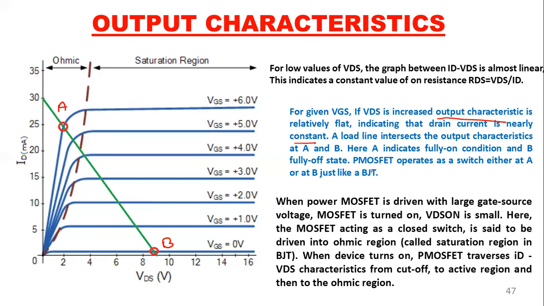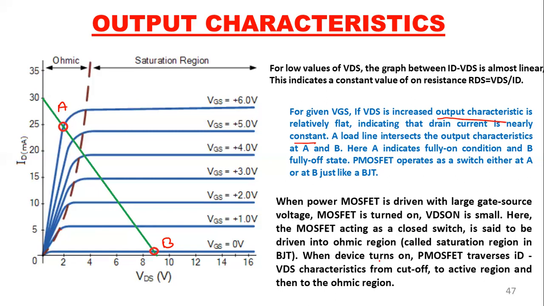Here the power MOSFET operates as a switch either at A or B, just like the BJT. When the power MOSFET is driven with a large gate source voltage, the MOSFET is turned on, so the drain to source on voltage, VDS on, will be very small. Here the MOSFET is acting as a closed switch, so it is said to be driven in the ohmic region.